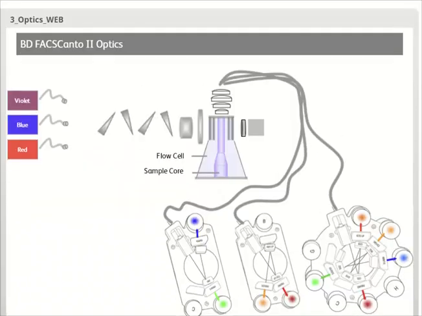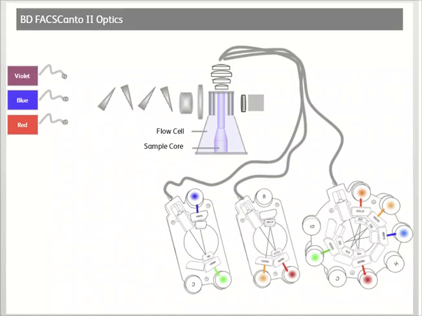In the BD FACSCanto II 422 flow cytometer, 3 lasers are used to interrogate the sample. Excitation components include the fiber optic cables, prisms, and lenses that guide the laser beams to the sample stream. See how the excitation components work to guide the laser beams to the sample stream for interrogation.